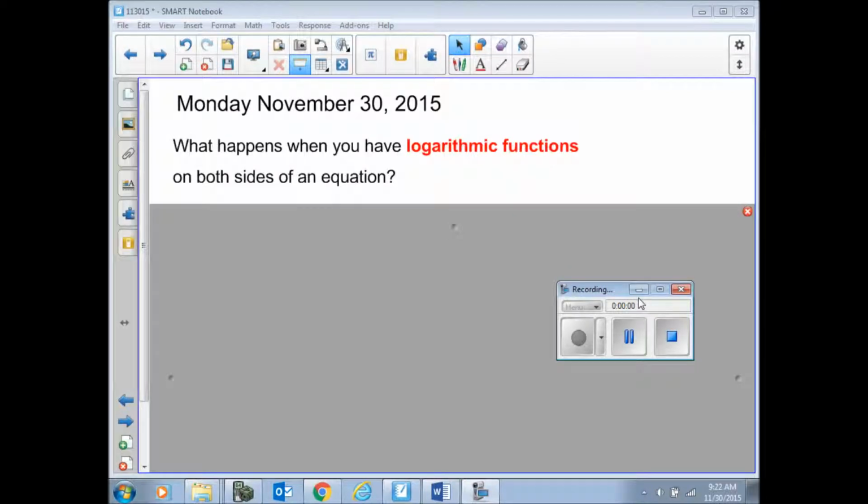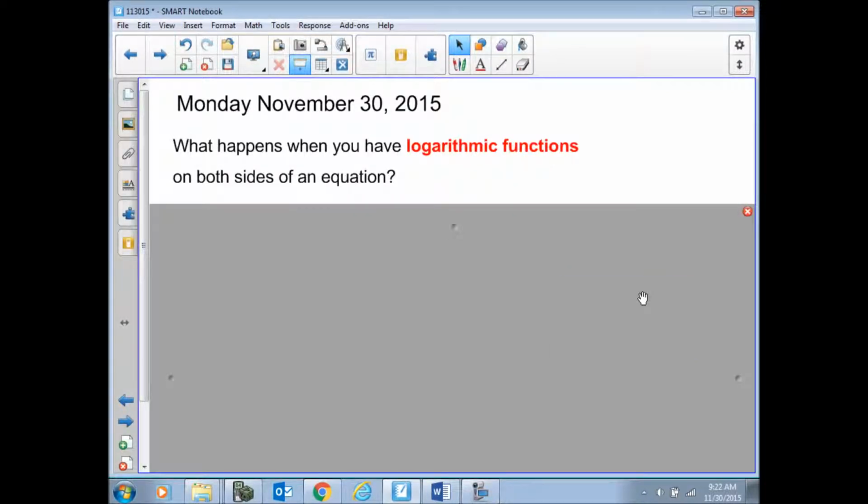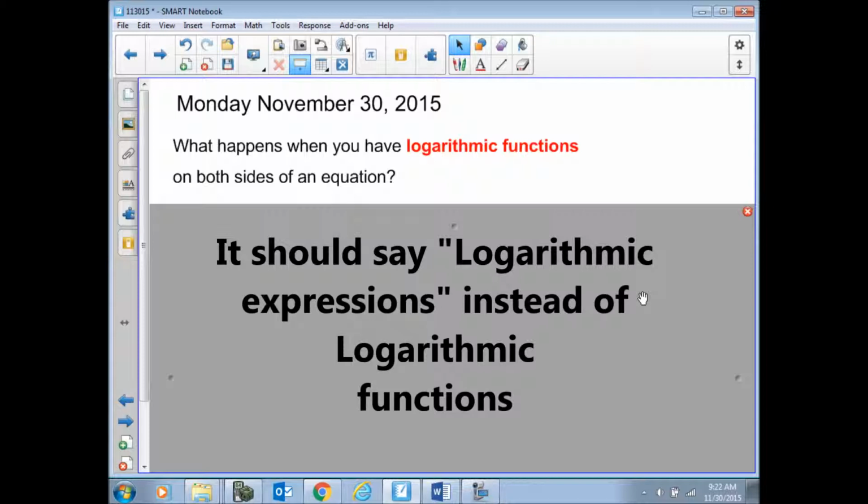What happens when you have logarithmic functions on both sides of an equation? So that's what we're going to talk about today.